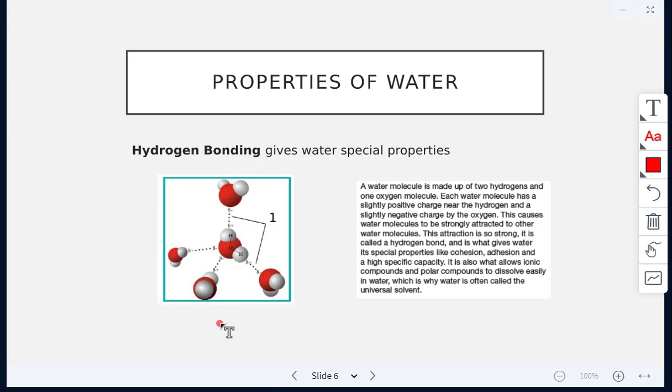So you'll see the negative sign here by the oxygen. So this causes water molecules to be strongly attracted to other water molecules, because of that negative and that positive. And that attraction is so strong that it becomes this bond called a hydrogen bond. And that's what gives water the special properties like cohesion, adhesion, and a high specific heat capacity. And that is also what allows ionic compounds and polar compounds to dissolve in water. And that's why water is called the universal solvent. So again, it's because of that slightly negative and slightly positive charge.